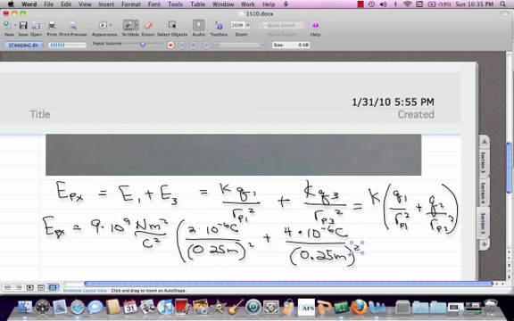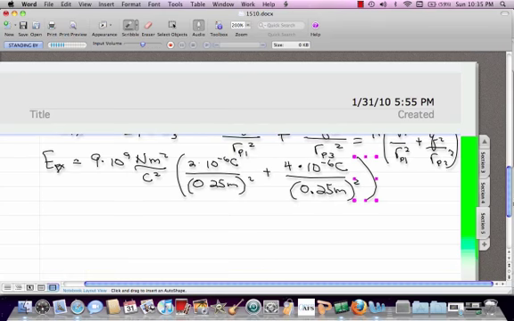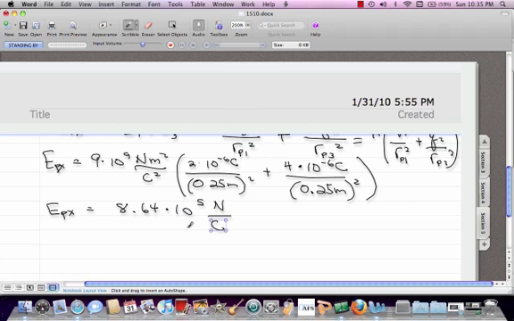Notice I didn't put in the signs, and that's because I dealt with the signs when I dealt with what direction they're going to be going in, and the fact that the electric field is going to be positive in the positive x direction. Okay, so when I solve for EPX, I plug in those numbers and multiply out, and I get 8.64 times 10 to the 5th newtons per Coulomb.